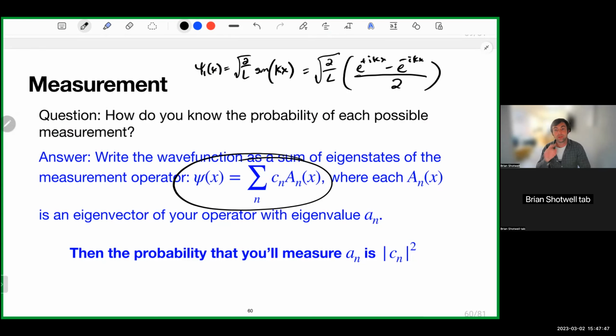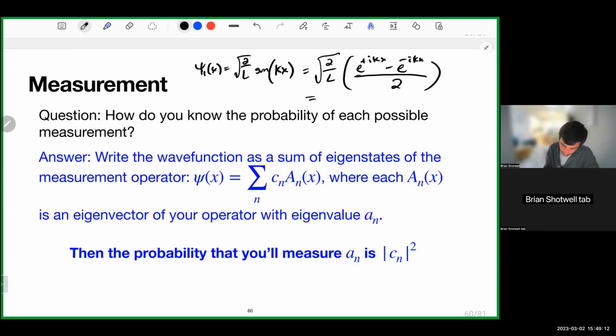Okay. So normally, this example is going to be a little weird in terms of normalization, because the momentum eigenstates, remember, are non-normalizable. So there's kind of a separate issue going on here. But let me write it this way.